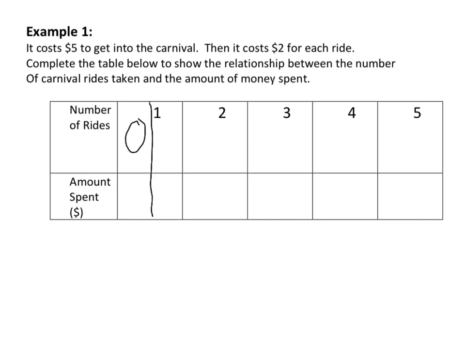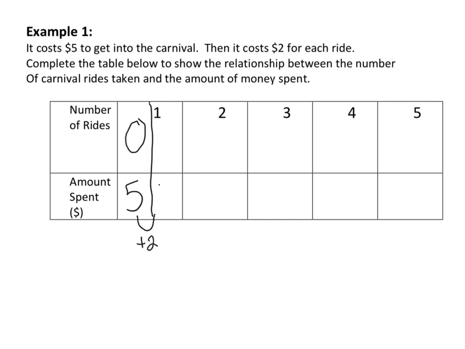number of rides. So if we were to go to the carnival and just get in, it would cost us $5. We wouldn't ride any rides, so that's what this now represents on our table. For 0 rides, it would cost us $5. Now, in the question, it does say each ride is $2. So we are going to go up each time we jump by 2.